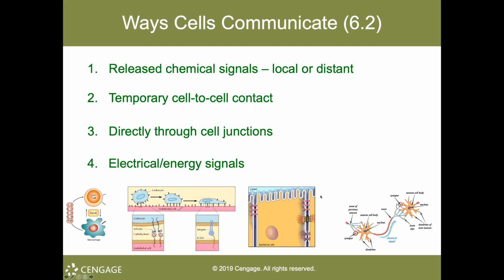So to start, the released chemical signals can move to local or distant target cells. Cells can also make temporary cell-to-cell contact in order to release those signals. Cells can also communicate directly through cell junctions. And finally, cells can communicate via electrical or energy signals.